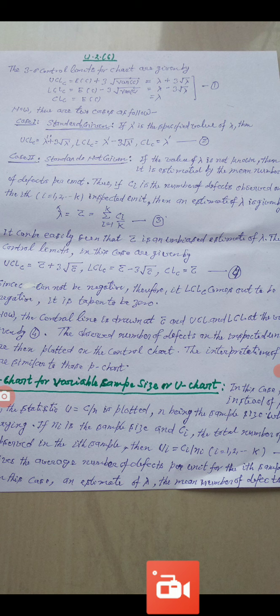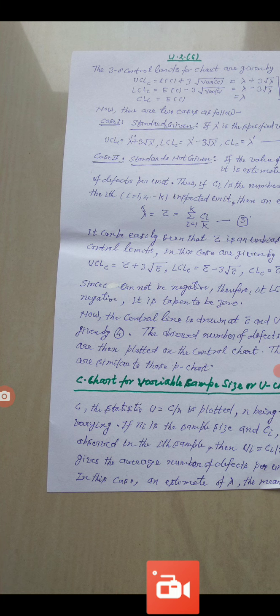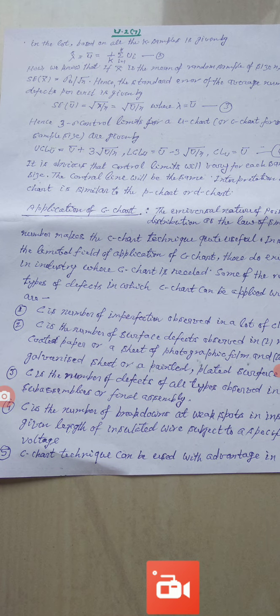In this case, an estimate of lambda, that is the mean number of defects per unit in the lot, based on all the k samples, is given by lambda hat is equal to u bar, which is equal to 1 upon k summation Ui. Let it be equation number 2.